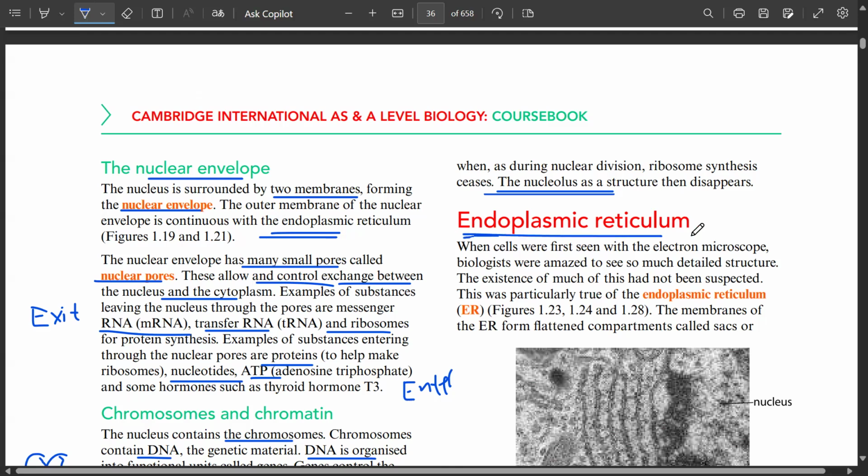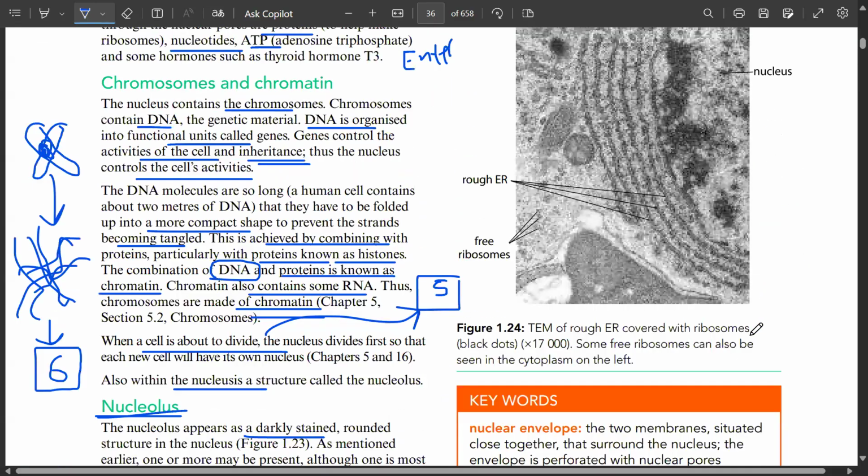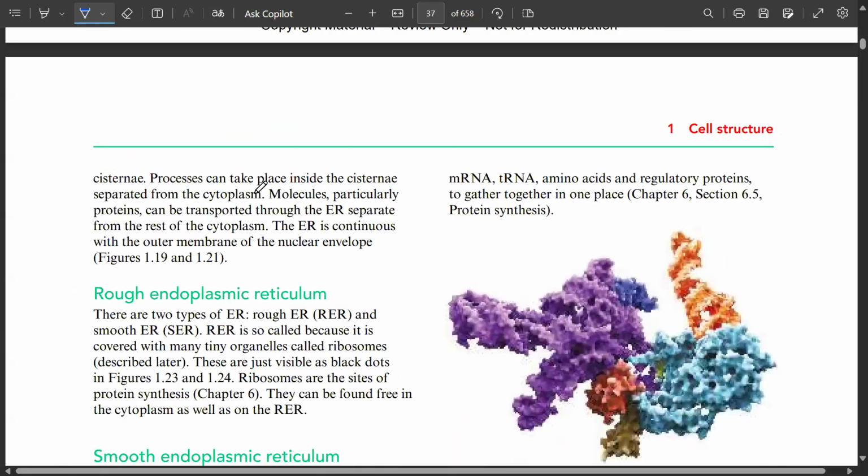Can you tell me what is the difference between the two types of endoplasmic reticulum? Rough endoplasmic reticulum has ribosomes and the smooth one doesn't. Exactly. When electron microscopes came, biologists were amazed to see a detailed structure known as the endoplasmic reticulum, made of flattened compartments, or sacs, originating from a membrane. This shape is known as cisternae, and a lot of these is known as cristae.